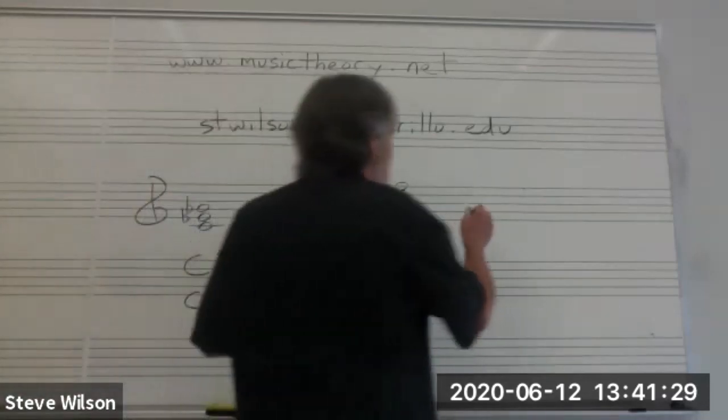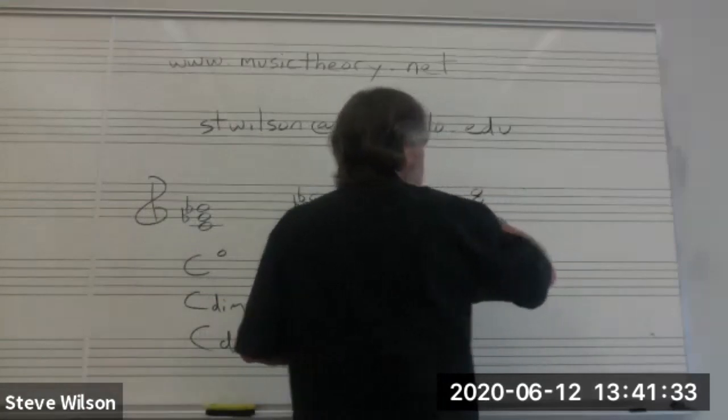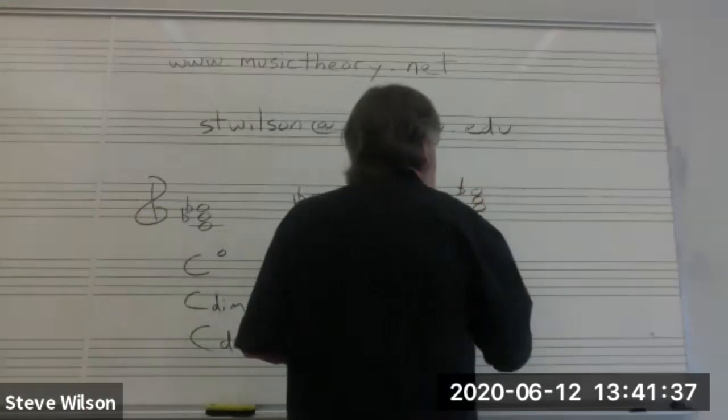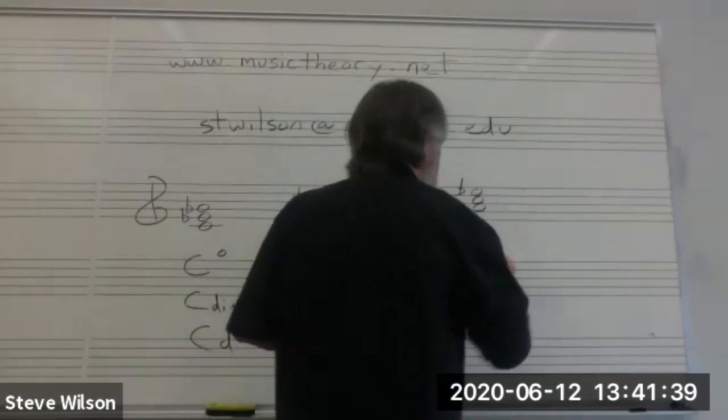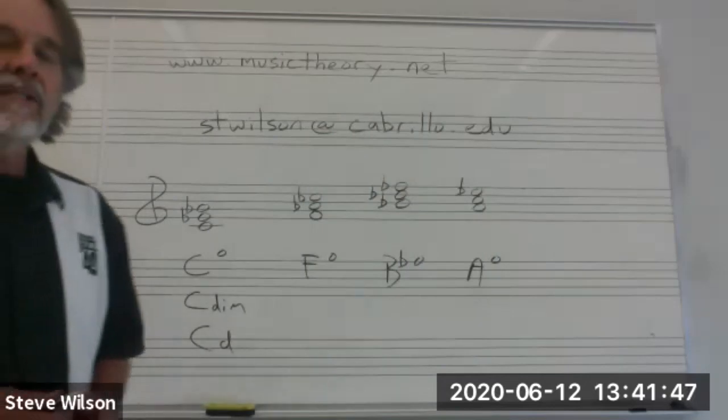And then finally the A diminished. You lower the third from a C sharp to a C, and you lower the fifth from an E to an E flat, and you have an A diminished triad. Once again, here's our diminished triad. Okay, so that is the basic triads.